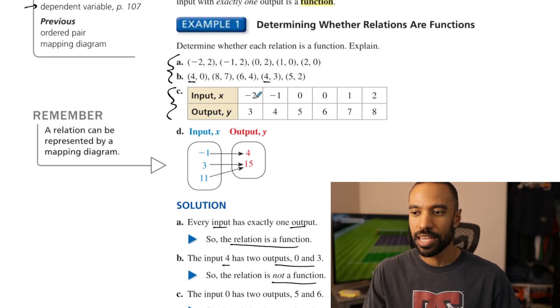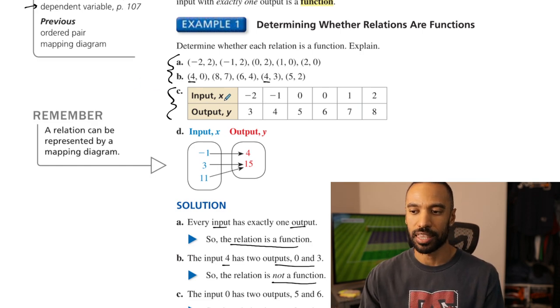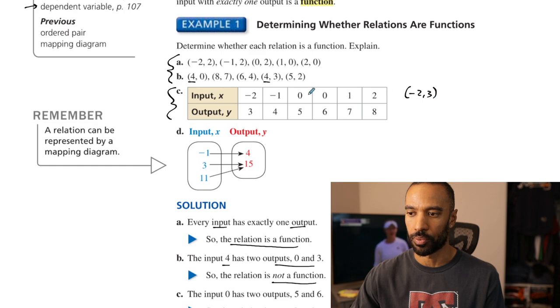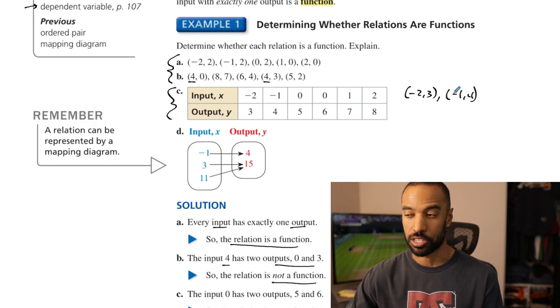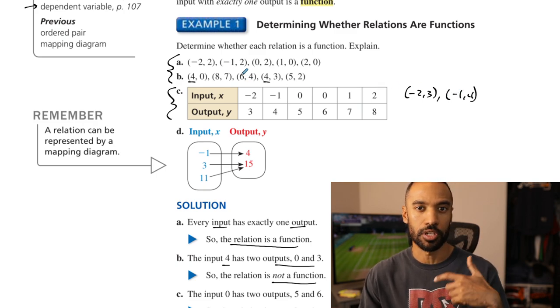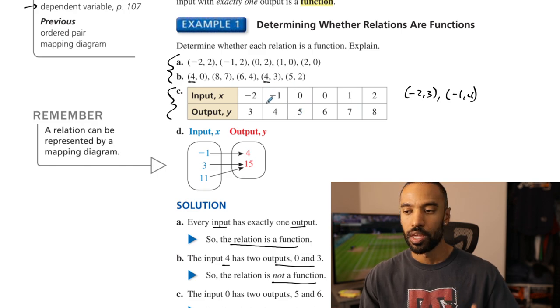Now, part C is in a table. I don't know how much we're going to change things from ordered pairs to tables and things like that, but this X has this Y. That means there's a point on this that's negative 2, 3. And this X has this Y, so there's also negative 1, 4. I'm not asking for you to write this as an ordered pair. I'm giving you how this is re-represented in this form and vice versa. So that's what you're looking at.